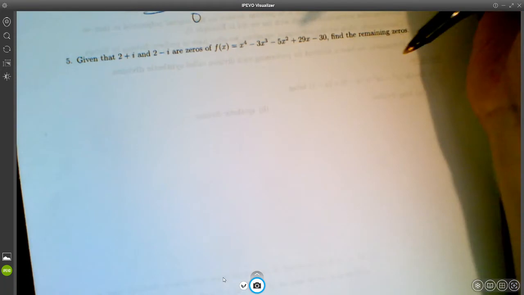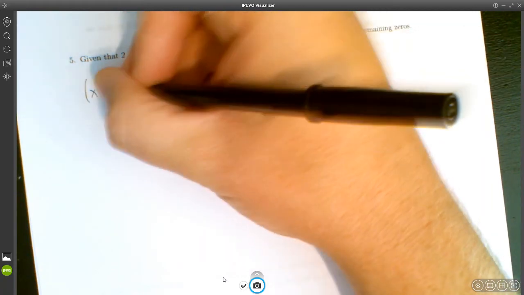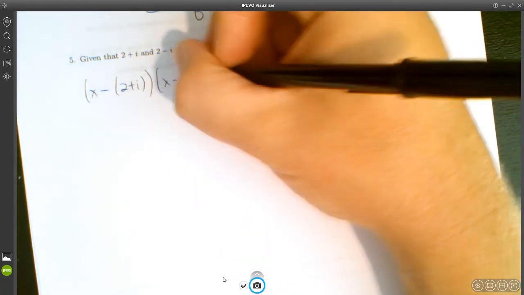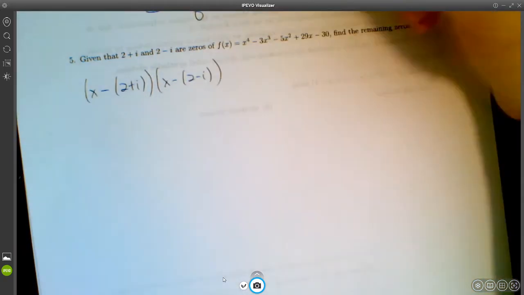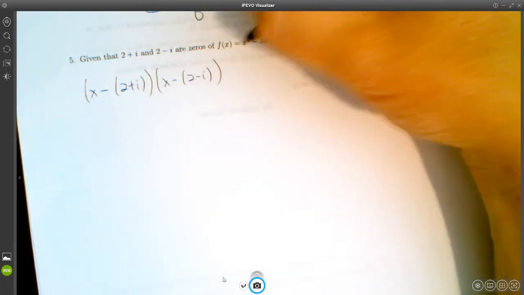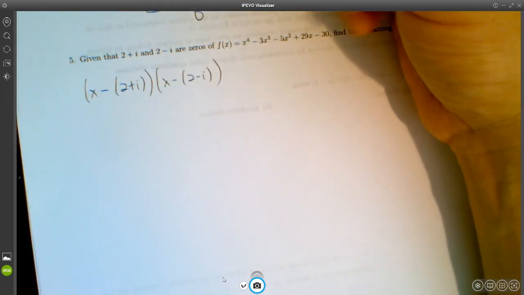Well, here's what I'm going to do. I'm going to use the fact that 2 plus i and 2 minus i are zeros, right? What does that mean? That means that x minus (2 plus i) and x minus (2 minus i) are both factors of f. If these are both factors of f, then their product is a factor of f. So I'm going to multiply these two things out to see what I get.